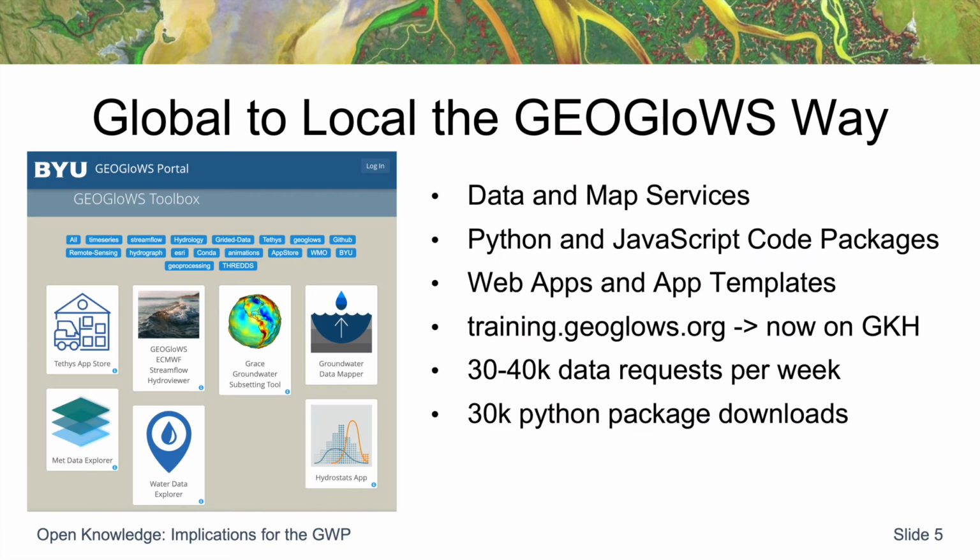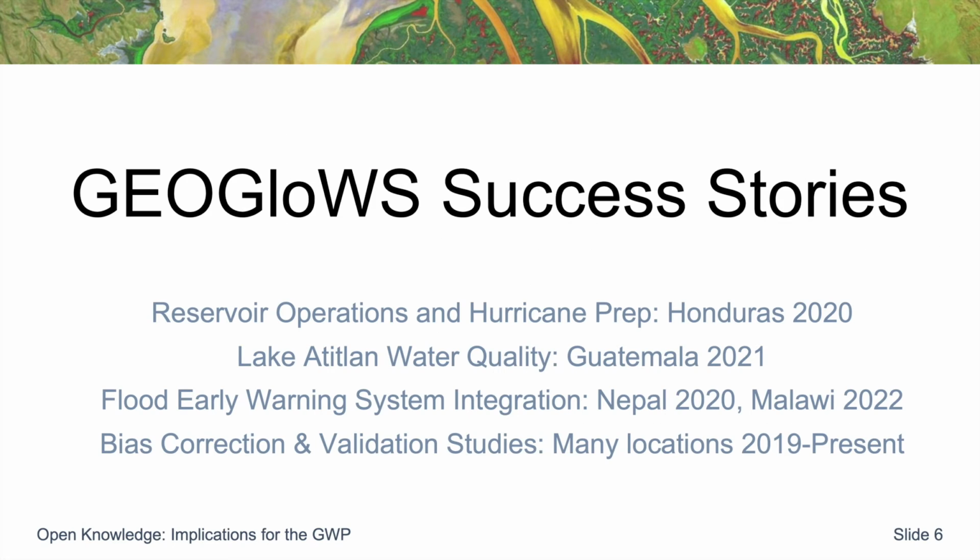The way that we support the local users is through something we call the GEOGloWS Toolbox. In addition to the global hydrologic model, there's a variety of services, coding packages, web apps and templates, a training website full of presentations, documentation, tutorials, videos. That was previously on training.geoglows.org, and now we're very grateful that GEO is taking some initiative to expand these kinds of resources through the GEO Knowledge Hub. And we've seen lots of great success with this. We regularly clock tens of thousands of users of these web apps and services every week. And that brings me to some of the success that we found by taking this approach.